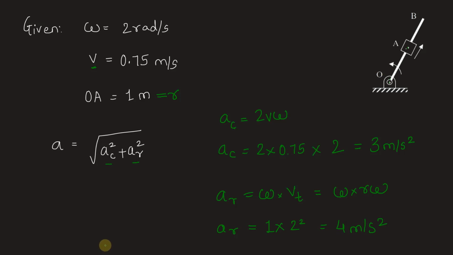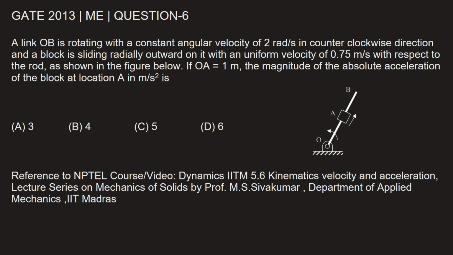We have both the individual values. Now we can calculate the resultant. So absolute acceleration of the block, small a, will be equal to root over 3 square plus 4 square. 3 square is 9, 4 square is 16, 9 plus 16 is 25. So a is root 25, which is 5 meter per second square. Let's go back and mark the correct option. Magnitude of absolute acceleration of block at location A is option C, 5 meter per second square.